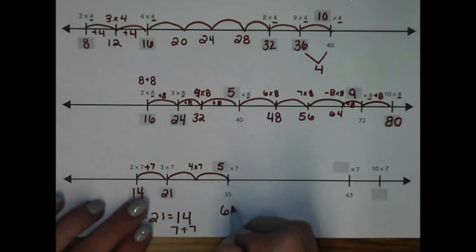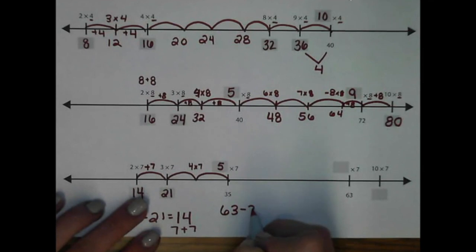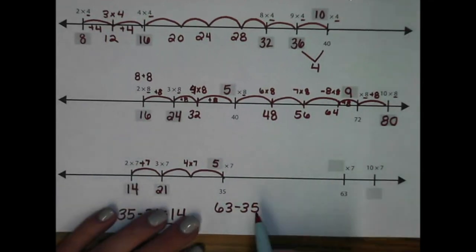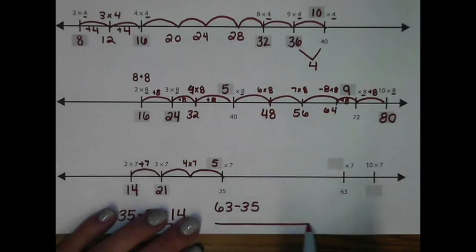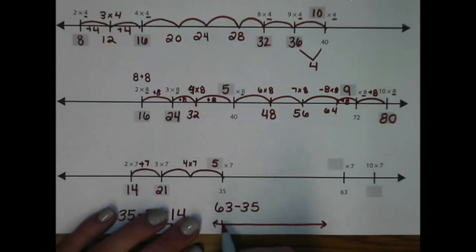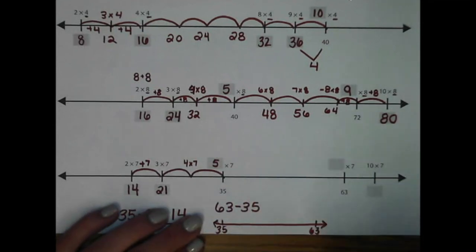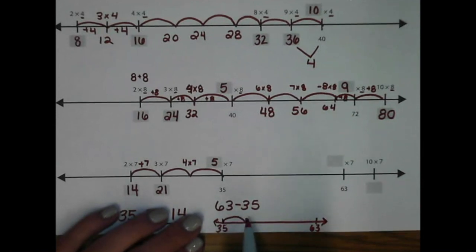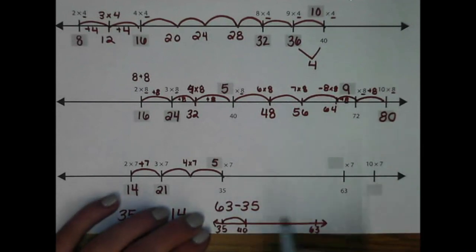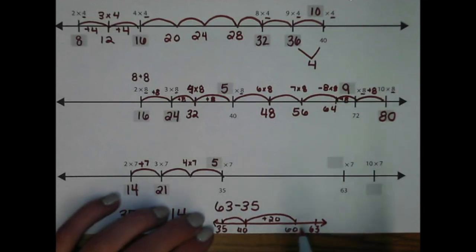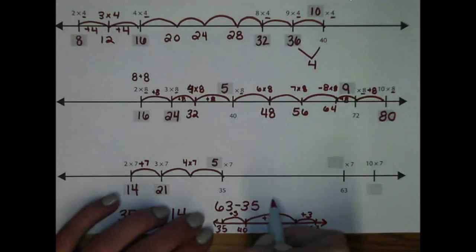I'm going to take 63, subtract 35. I'm going to use a number line to help me with this one. I'm going to start here at 35. Over here, I'm going to do my 63. And I'm going to make jumps to get to 63. First thing I'm going to do is I'm going to make a jump of 5 to get to a friendly number of 40. And then 40 to 60, I know I can make a jump of 20 to get to 60. And then it's just a small jump of 3 to get to 63. So I have 20, 25 plus 3 equals 28.